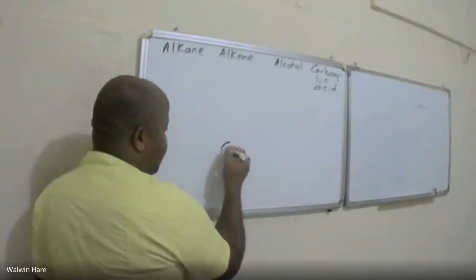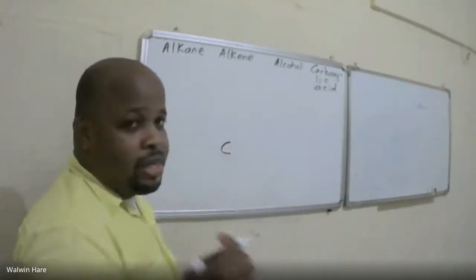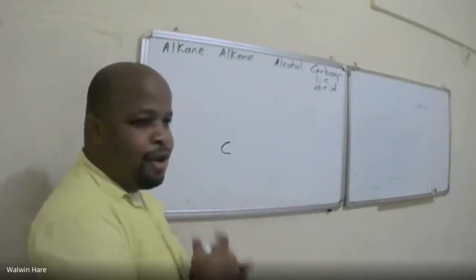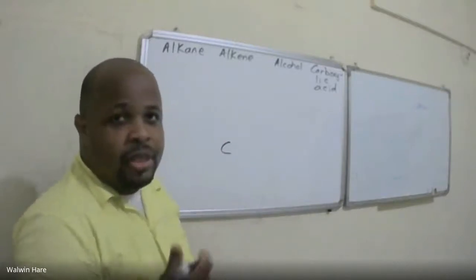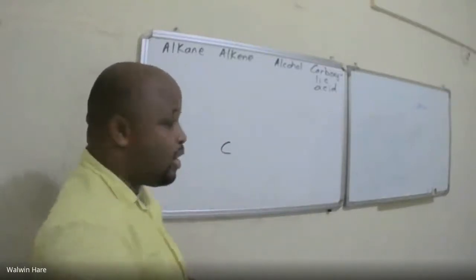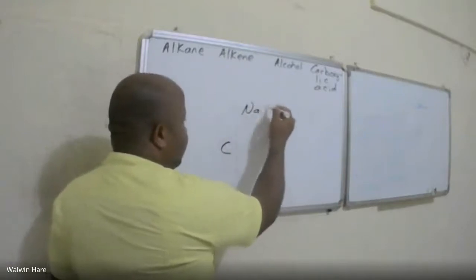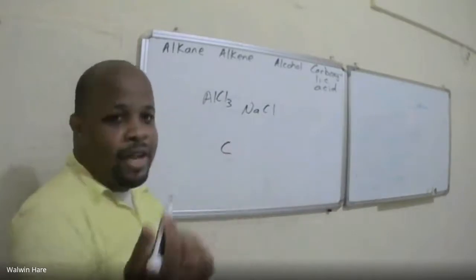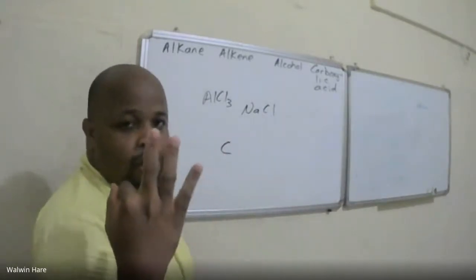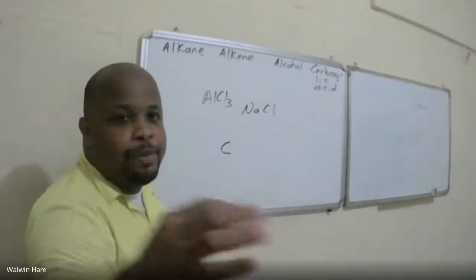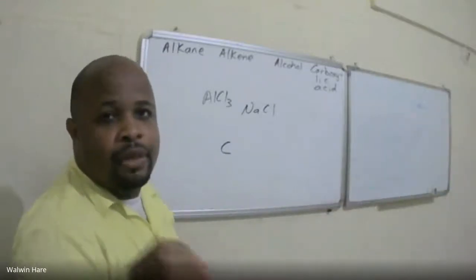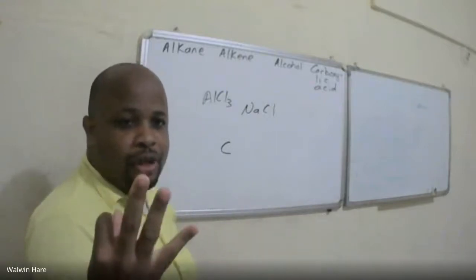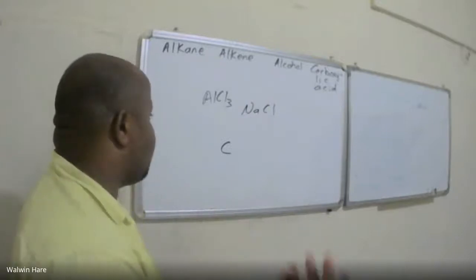Now in organic chemistry, we have different ways of writing the formula of compounds. Before organic chemistry, if I asked you for the formula for sodium chloride, you would just put NaCl, or aluminum chloride, AlCl3. But in organic chemistry, we have three types of formula: molecular formula, condensed formula, and structural formula. I'm going to show you all three of them.